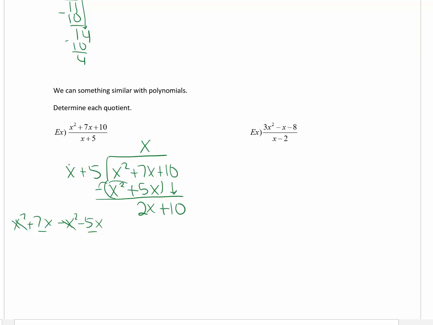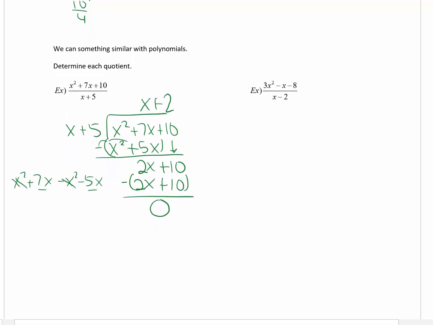Now, what do I multiply this leading term by to get this leading term here? Well, that is a positive 2, because x times 2 is 2x. So I'm going to take 2 and multiply by x, which is 2x. And I'm going to take 2 times a positive 5. That is a positive 10. When I take a value minus the same exact value, that is 0. So here my answer is x plus 2.